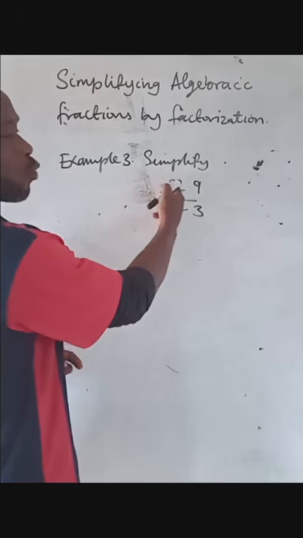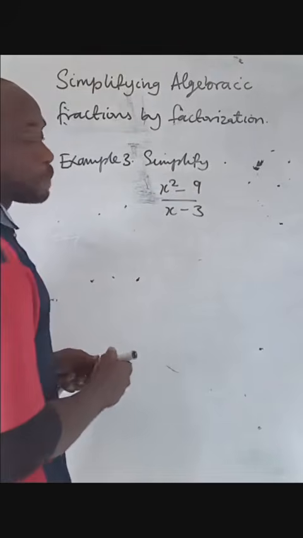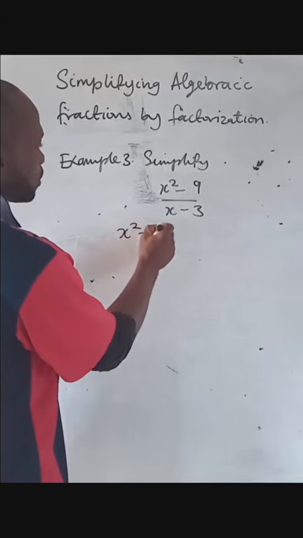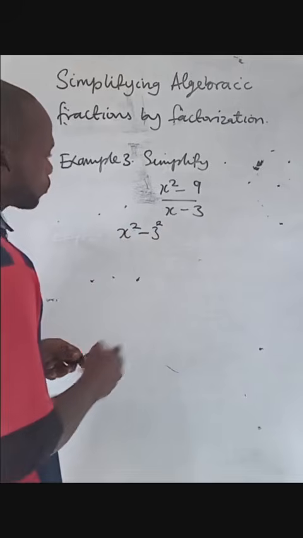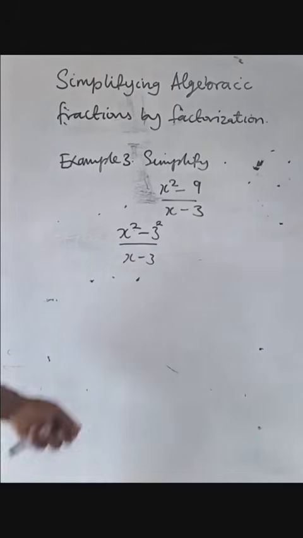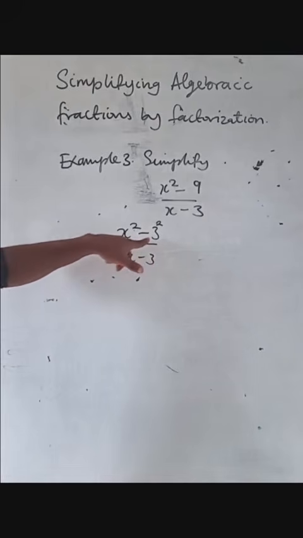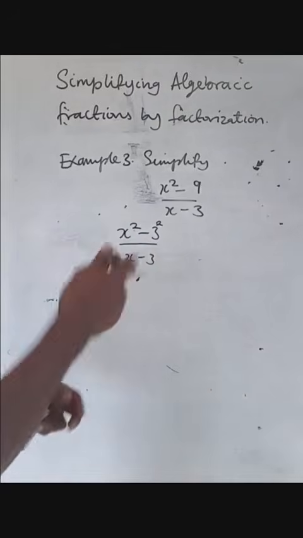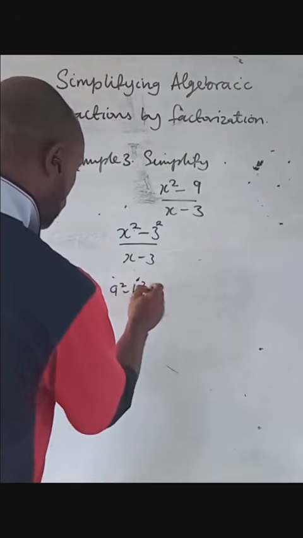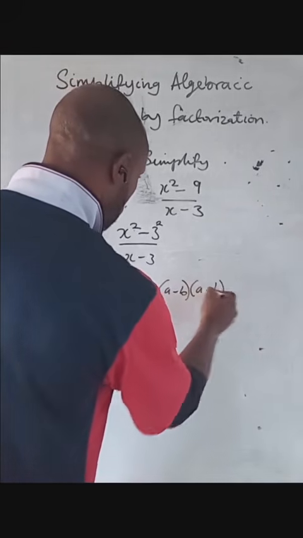So x squared minus 9 can also be written as x squared minus 3 raised to the power 2, all over x minus 3. Now you can see that the numerator is a difference of two squares. In our previous lesson, recall that a squared minus b squared is equal to a minus b, a plus b.